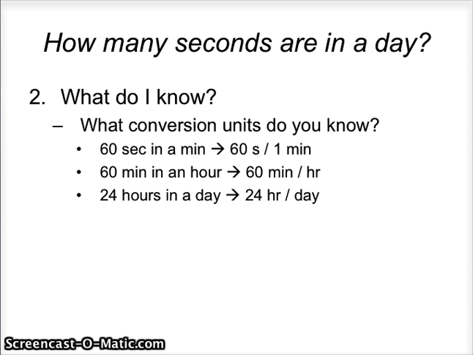So then what do you know? Well, first of all, you have some background information already. You know that in a minute there are 60 seconds. So to write it as a kind of equation, so to speak, you'll write it as 60 seconds per 1 minute. And you know that there are 60 minutes in 1 hour, so you can write it as 60 minutes per hour. And you know that there are 24 hours in a day, so you'll write it as 24 hours per day. So that's kind of how the conversion factors work.